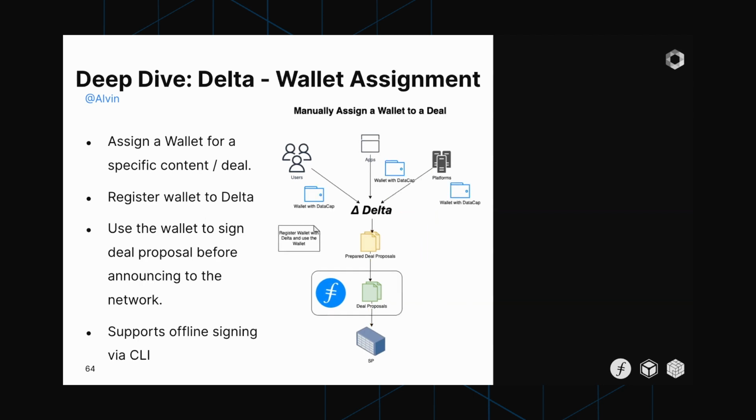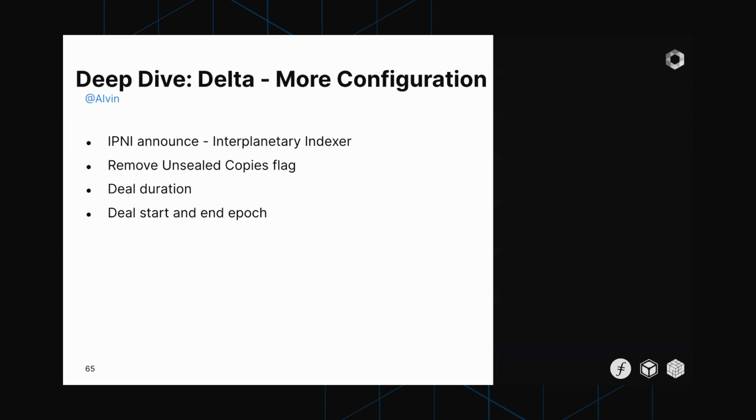And similar with wallets. If you have a set of wallets that has data cap, you can set them up as collections of wallets, and then you can use each of these wallets and assign them to a specific set of deals, right? So you can ask Delta to do that. And there are more configurations.